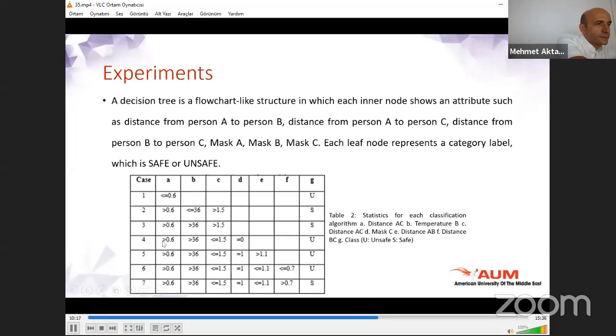Whereas, for example, in case 4, the distance from person A to C was greater than 0.6, the temperature of person B is greater than 36 degrees Celsius, the distance from person A to C is less than 1.5 meters, and person C doesn't wear a mask. Okay, the value is 0, which shows doesn't wear a mask; 1 is wears a mask. The system predicts it's unsafe.